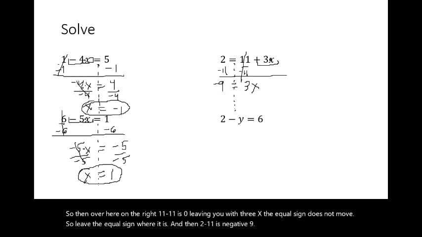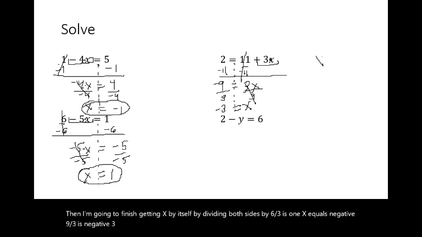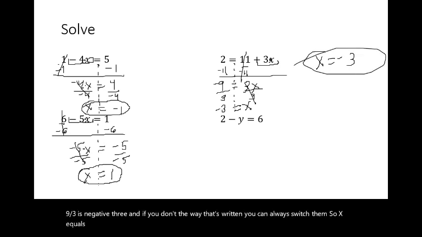Then I'm going to finish getting x by itself by dividing both sides by 3. 3 divided by 3 is 1. X equals -9 divided by 3 is -3. And if you don't like the way that's written, you can always switch them. So x equals -3 is your final answer.